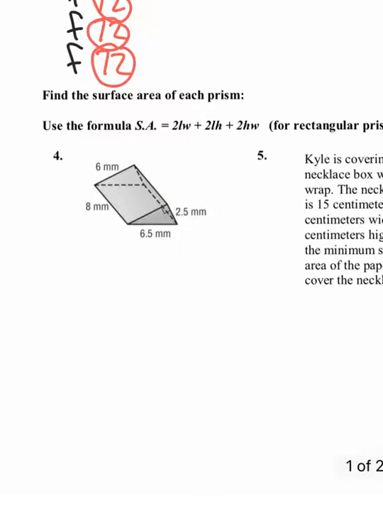Now remember, with triangular prisms, we have 2 bases. We have base 1 and base 2. That's this triangle in the front and the triangle in the back. And then we have 3 rectangles going around it. So we have the left, the right, and the bottom. Remember, it looks like a tent. Okay, so as far as the bases, they are going to be the same, but we have to find the area, and they're triangles. So it's going to be half times base times height.